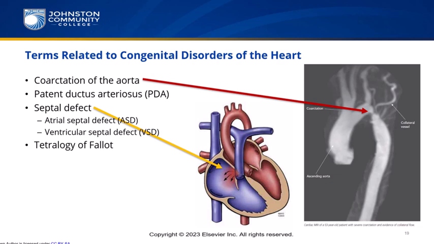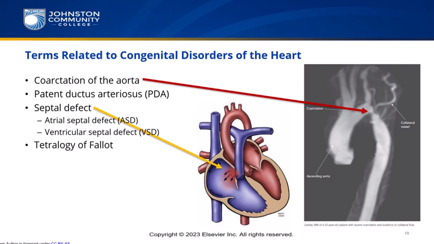Then we have patent ductus arteriosus. Usually you'll see this documented as PDA. It is an abnormal opening between the pulmonary artery and the aorta caused by failure of the fetal ductus arteriosus to close after birth, most often in premature infants. Patent means open. Occluded means closed or blocked.